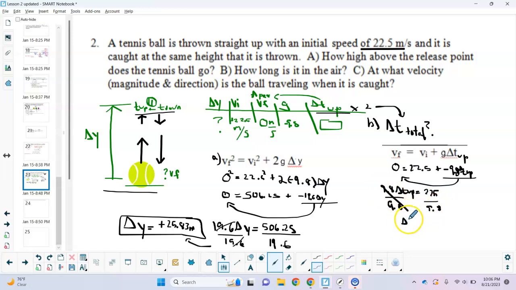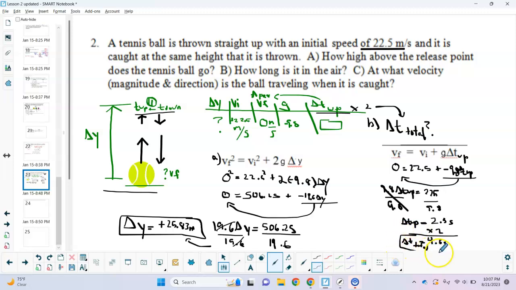So the time up is like 2.3 seconds. So if the time up is 2.3, then it should come down in 2.3. So we're just going to double that. And the total time is something like 4.6 seconds. So that is our total time up and down value.